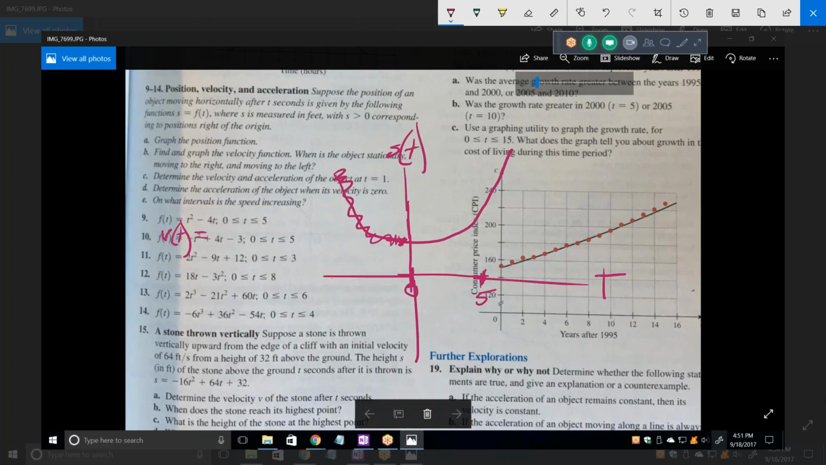Would it just be x equals y pretty much? Take the derivative of that function. You know how to do that. Use the power rule. Yeah. Oh, gosh, yeah. So it'd be 2t minus 4.